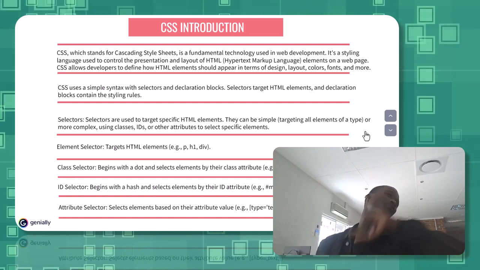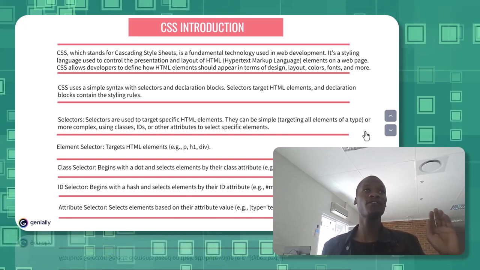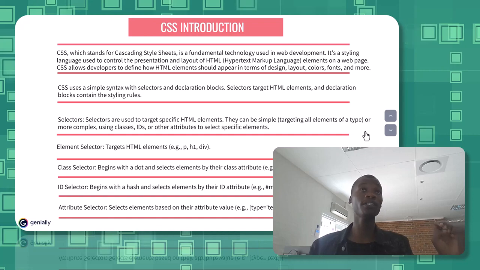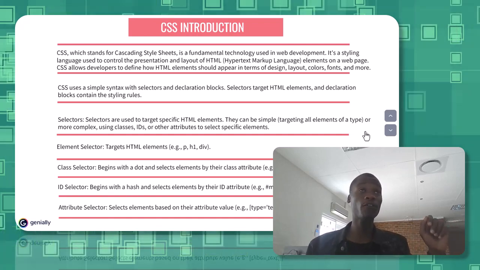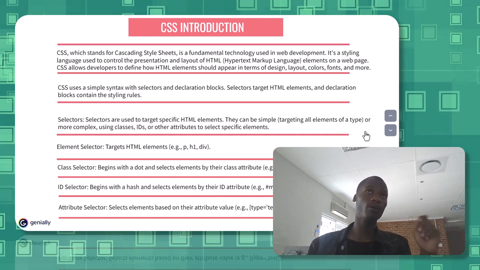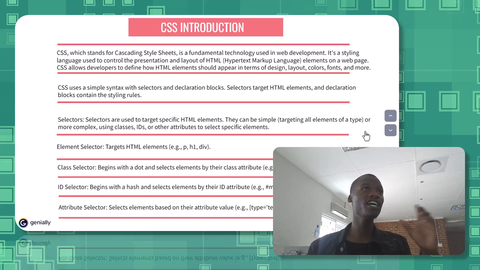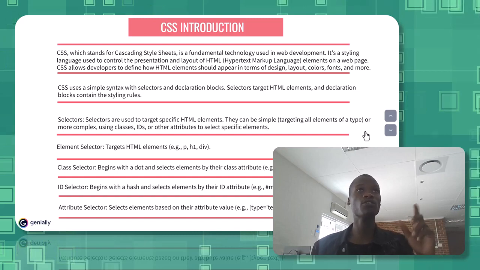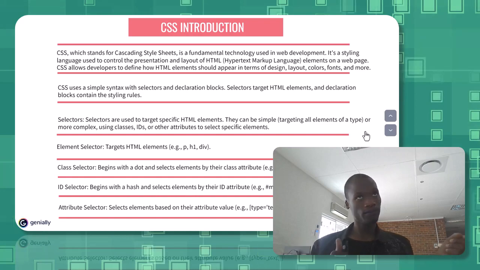Let's go back here. So CSS, which stands for Cascading Style Sheets, is a fundamental technology used in web development. It's a styling language used to control the presentation and layout of HTML elements on a web page. CSS allows developers to define how HTML elements should appear in terms of design, layout, colors, fonts, and more.